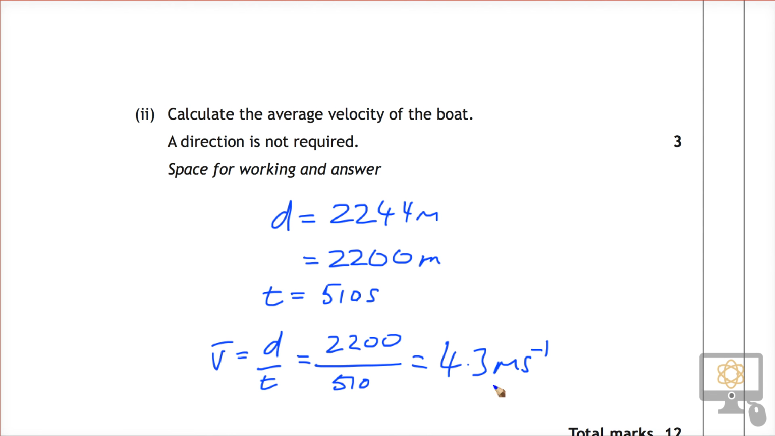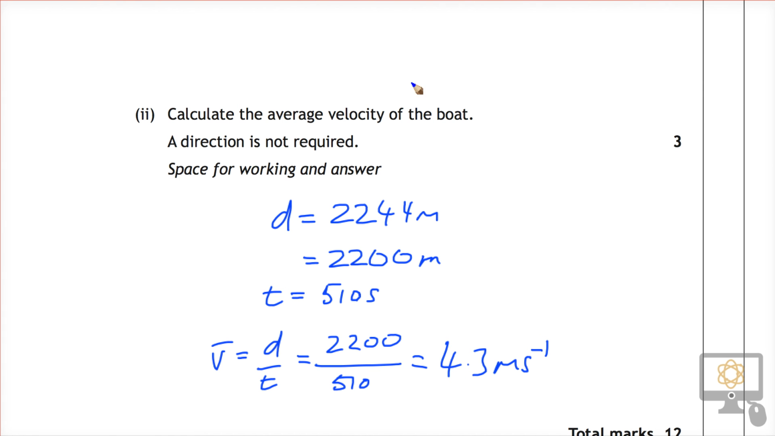510, and that gives an answer of 4.4 meters per second. That's also correct, but it's only correct if you've written 2,244 in the previous question. You have to take what's written in the previous question and apply that in this question. If you don't do that, then you're not being consistent with what you've done in the previous question, and so you may get a different answer and you might be penalized for that.